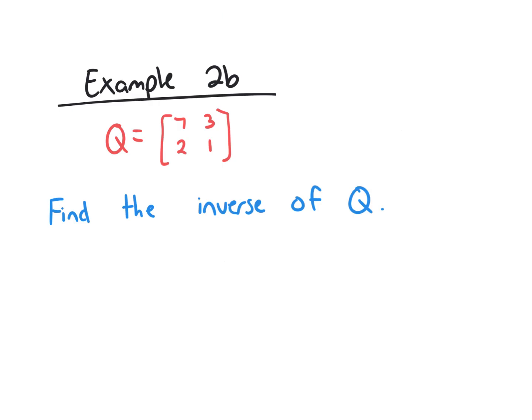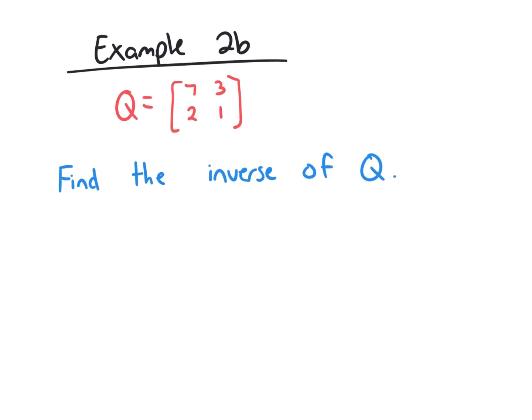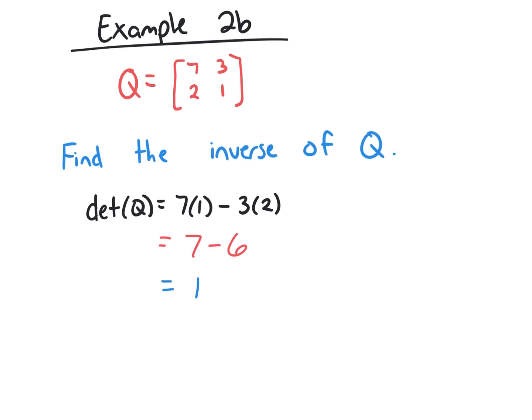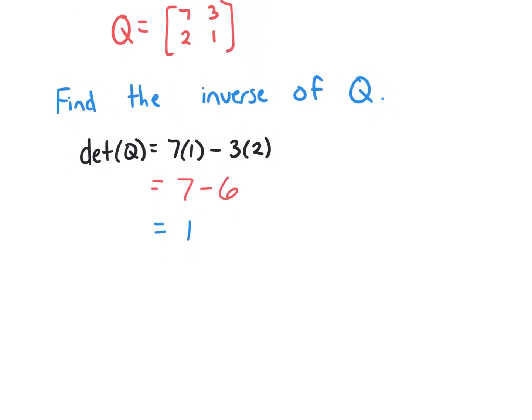So, moving on to example 2b. Same thing, we're finding the inverse. What do I need to know to find the inverse first? The determinant. So, determinant of Q equals, tell me what I need to write here. 7 times 1 minus 3 times 2. Continue on. 7 times 1. 7. 3 times 2. 6. 7 minus 6. 1. Can I have a determinant of 1? Yes. What is the only thing I can't have a determinant of? 0. Good. So we're good to go here.